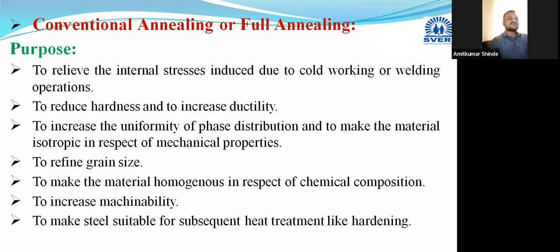Then the third purpose is to increase the uniformity of the phase distribution, to make the material more homogeneous. The phase distribution should be uniform throughout, so that if you check the properties at each region, it will be the same. That is to make the material isotropic in respect of the mechanical properties, meaning properties will be the same in all directions. If you pick any point or any region and check the properties, they will be the same. That will be termed as isotropic material.